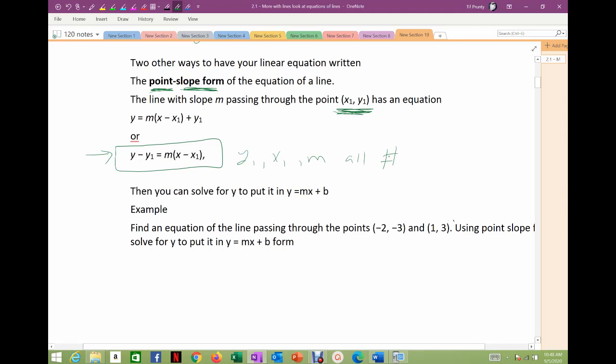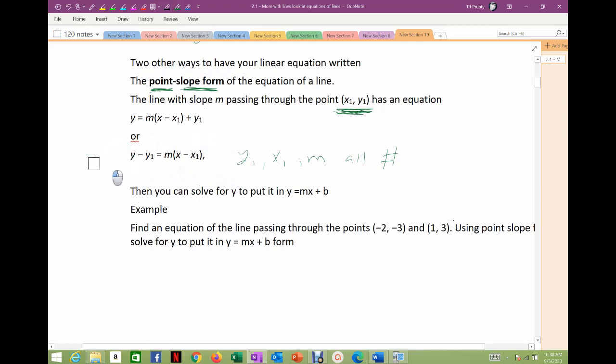For some reason students like to get confused about this, and if you're given 2 points, they'll put in a value for just the plain x and a value for the plain y. But these are your variables, so they stay y and they stay x. Everything else, though, should be a number that you're either given or you found, like the slope. Alright, so that's the point-slope equation.